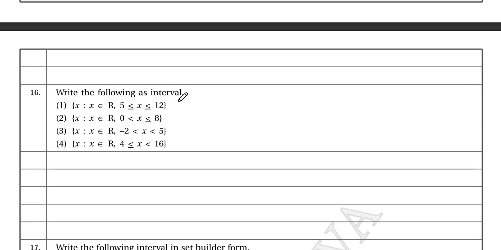Write the following as an interval. Okay, so how do we write an interval? If it is less than or equal to, then we write closed. If it is strictly less than, then we write open. So look at the first one. Write down the number first.